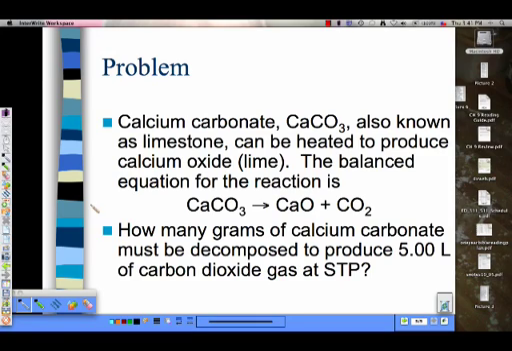Next problem. Calcium carbonate, also known as limestone, can be heated to produce calcium oxide. The balanced equation is given here. How many grams of calcium carbonate must be decomposed to produce 5 liters of carbon dioxide gas at STP?